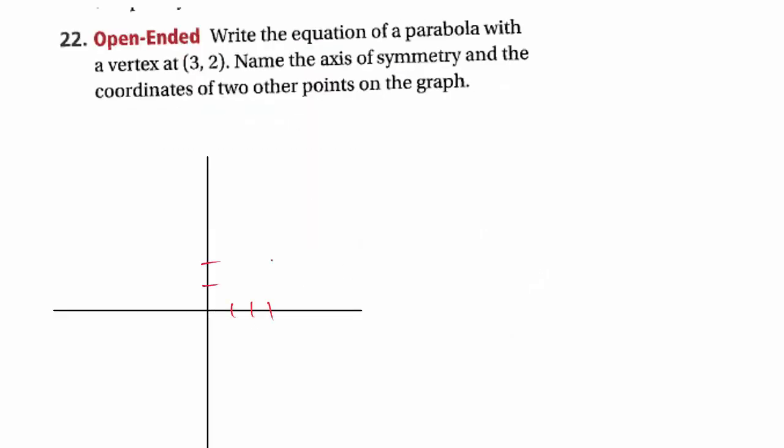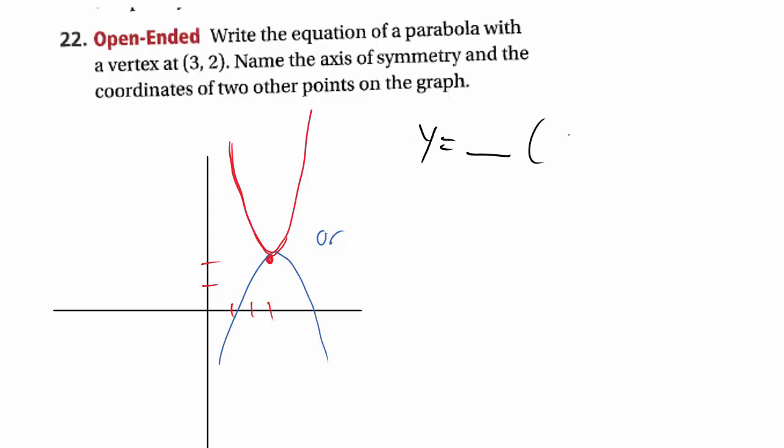If I look at 22, we want to write the equation of a parabola with a vertex at 3, 2. And we want to talk about what the axis of symmetry is, and I want to just give 2 other points in that graph. Now, the other 2 points depend on what I choose my A to be. That is optional. Your A could be anything.